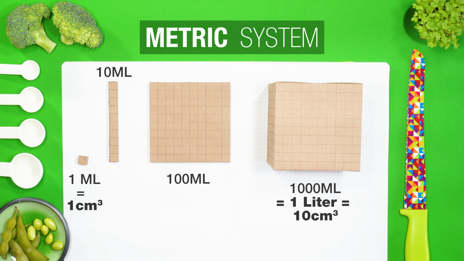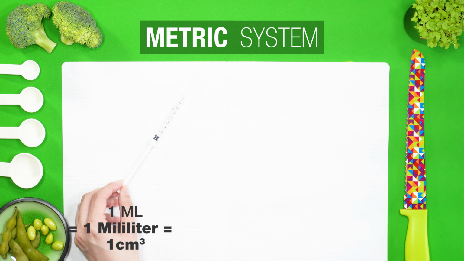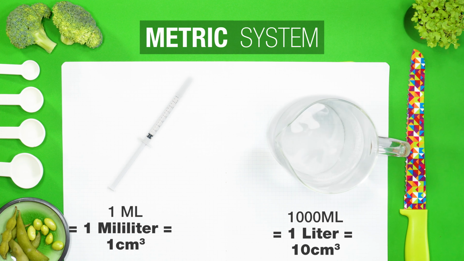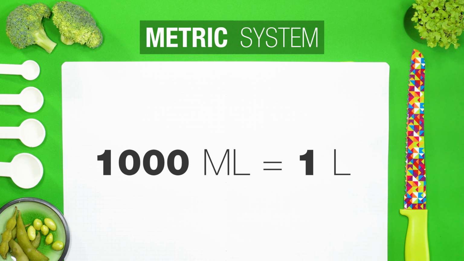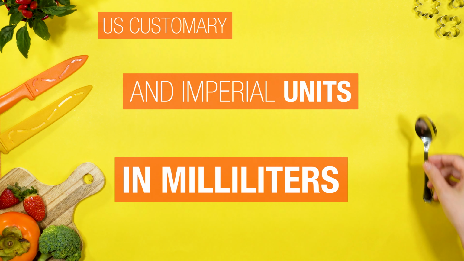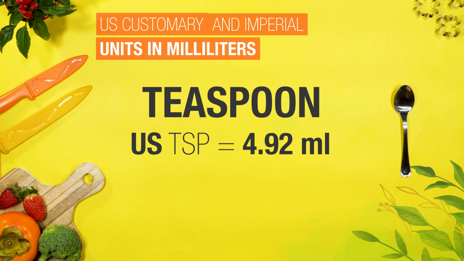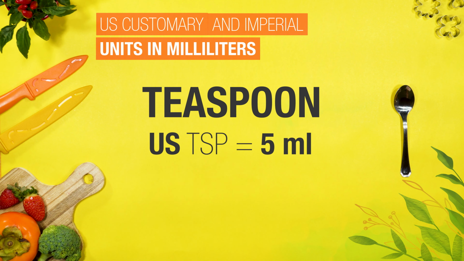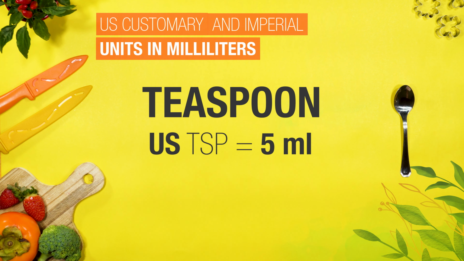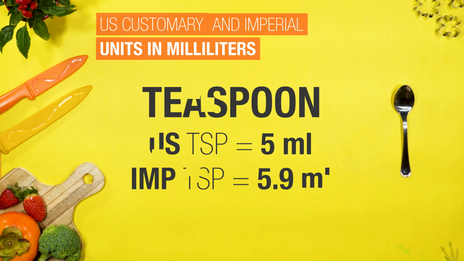And so only 2 units can measure almost all volumes we use domestically today, the milliliter and the liter. If needed, we can use the simple equation 1000 milliliters equals 1 liter to convert between the 2. All the other units we've seen so far can also easily be measured in milliliters with acceptable rounding. 1 US teaspoon equals 4.92 milliliters. Most countries just use 5 milliliters as teaspoon measurement because it's much simpler. 1 imperial teaspoon equals 5.9 milliliters.